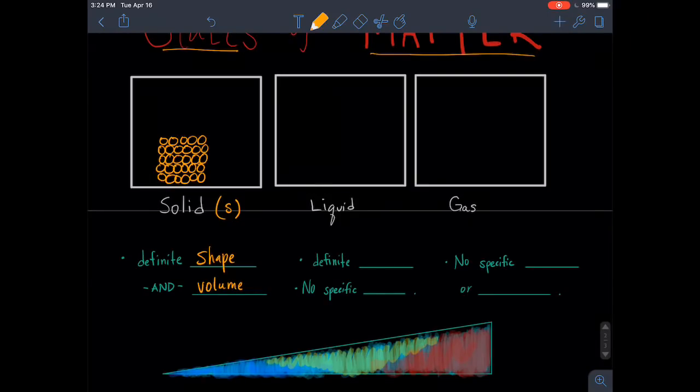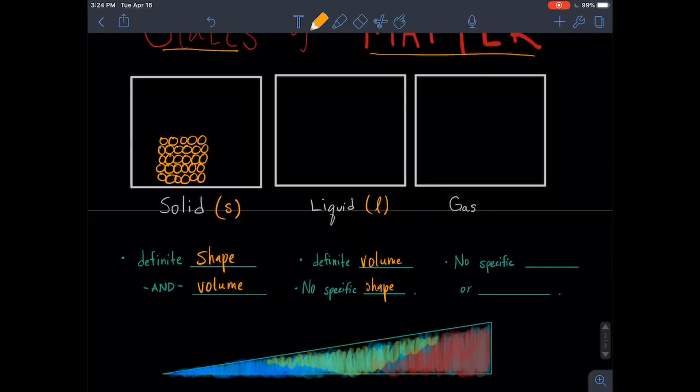Now, when we move on to a liquid in chemistry, liquid is symbolized by a lowercase letter l. I like to draw those in cursive so you can see that's an l, just not like a capital I or something. Liquids have a definite volume, but they don't have a specific shape. They actually take up the shape of their container.